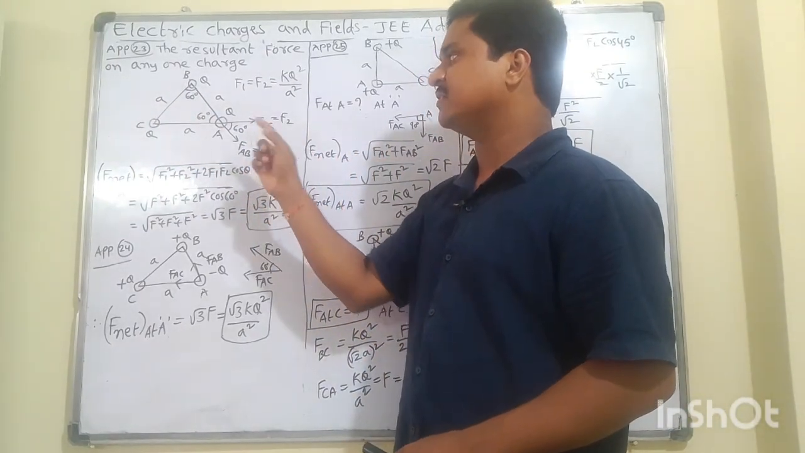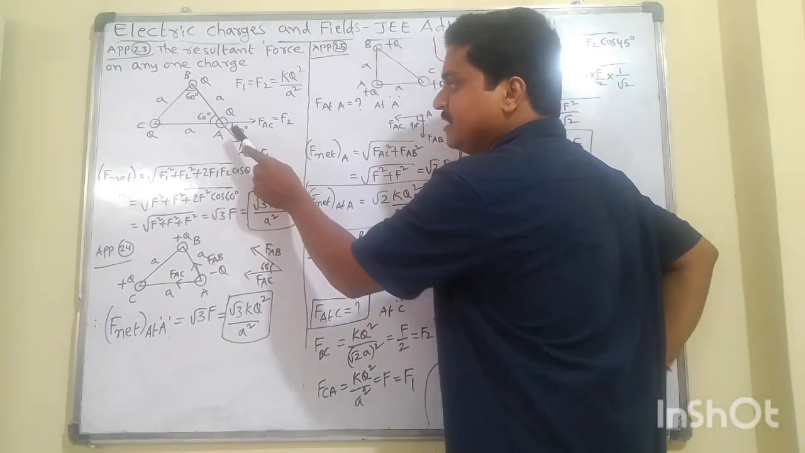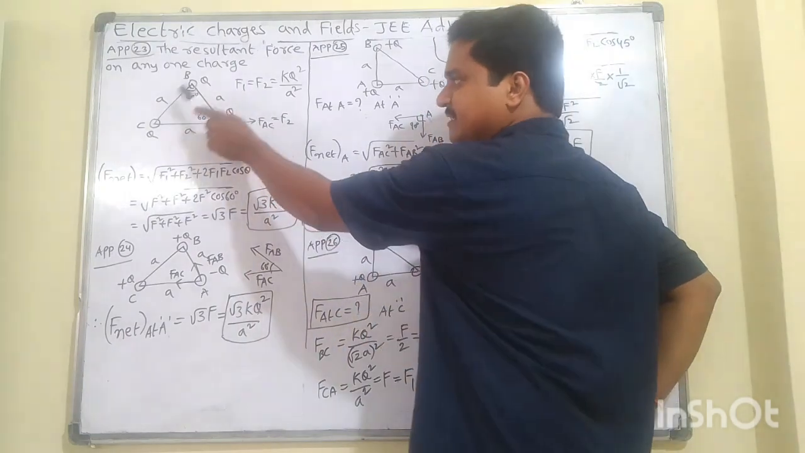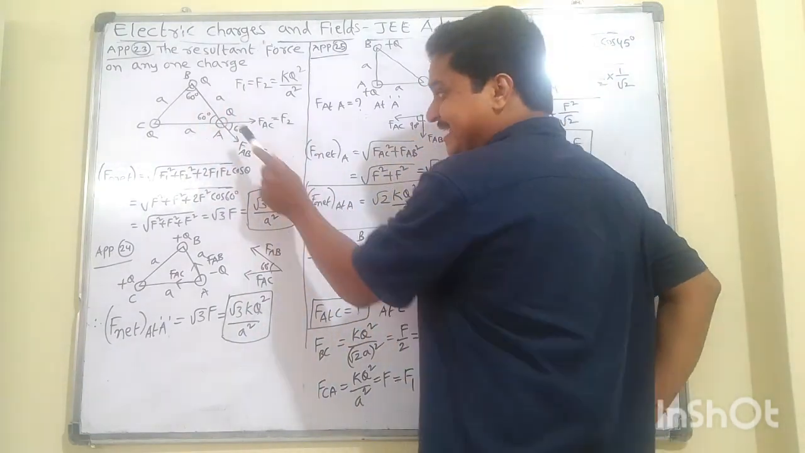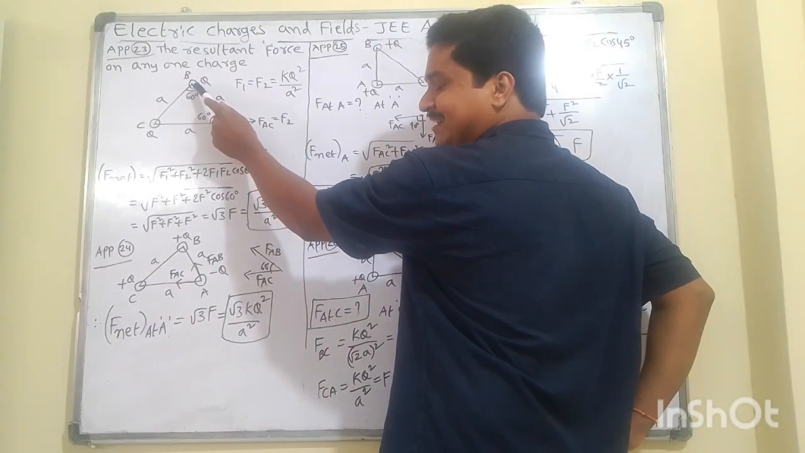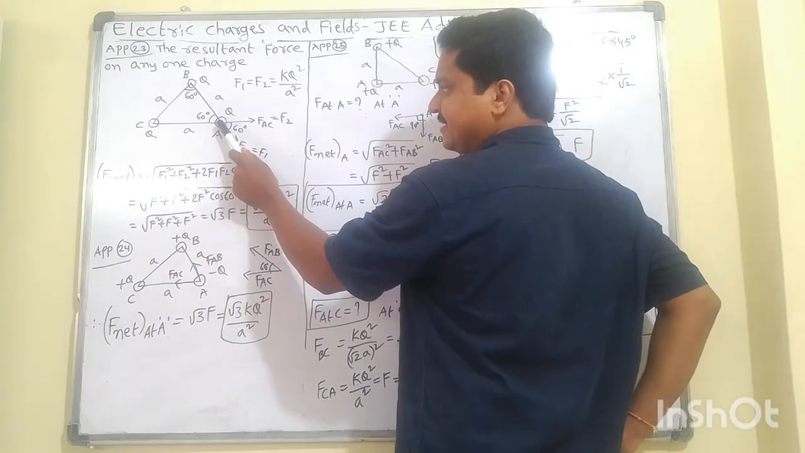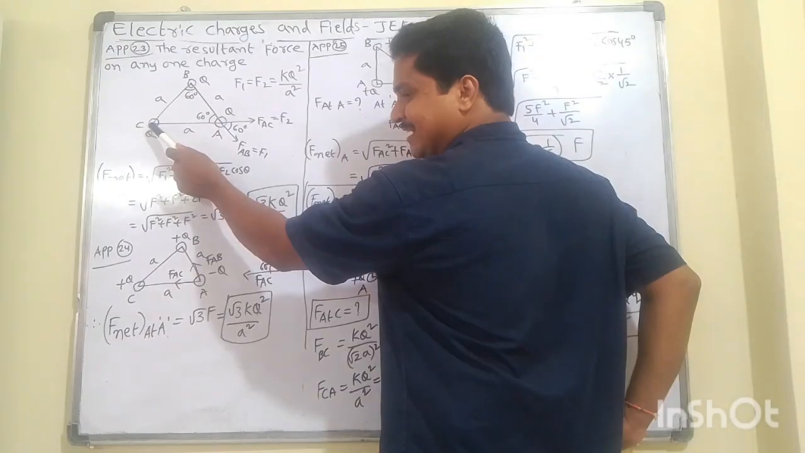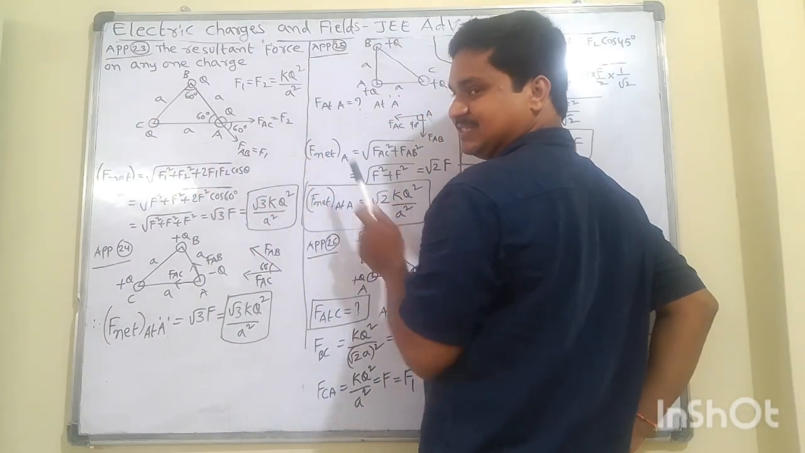We already know in an equilateral triangle each angle is 60 degrees. I want to find out the net force at A because of these two charges, B and C. Further, take the charge Q from A to B, then you will get a repulsive force in the direction of FAB. Again, take the charge Q from A to C, then you will again get the repulsive force along AC, FAC.